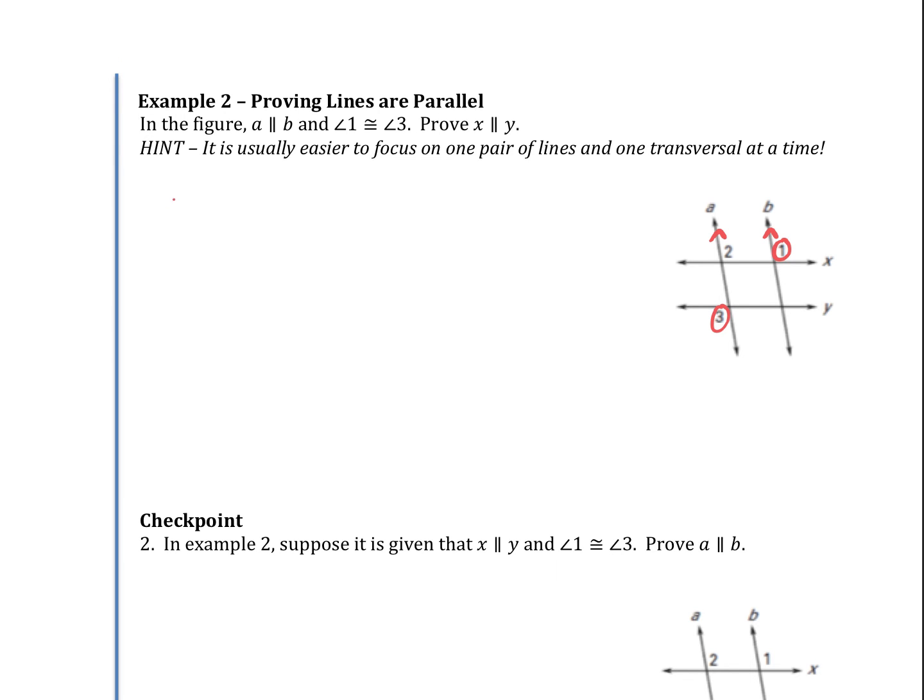So what can we say about angle 1 and angle 2? Well, here's the transversal, this x, right? What kind of angles are angle 1 and angle 2 between parallel lines? Those are corresponding. So we know that angle 1 is congruent to angle 2 because they are corresponding angles, which means they're congruent, all right?